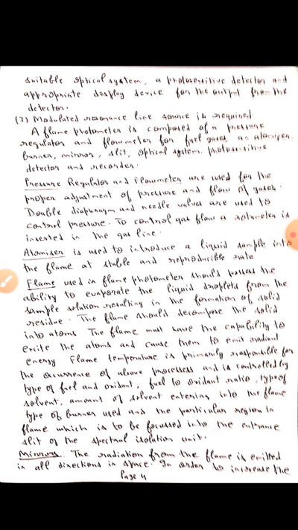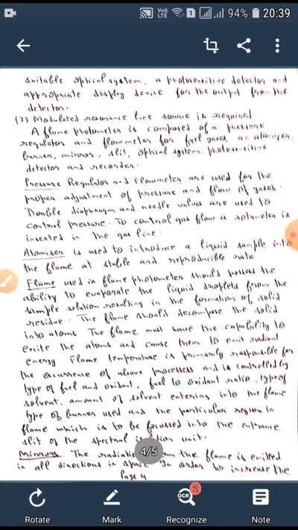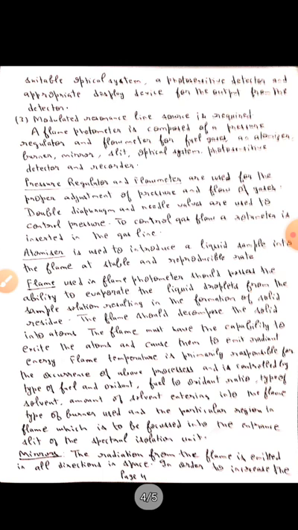The second requirement is a spectrophotometer system, which includes a suitable optical system. In this optical system, there should be a photosensitive detector and an appropriate display device. The display device is required for the output which we receive from the detector. Now, the third important requirement for this is a modulated resonance line source.